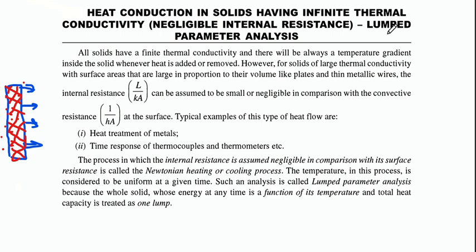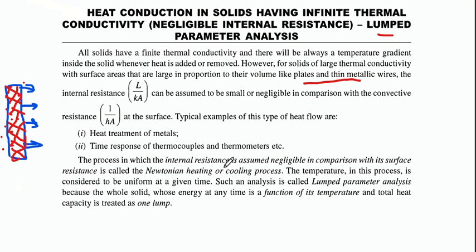So for lambda analysis, we are considering that the body has infinite thermal conductivity. How is a body with infinite thermal conductivity achieved? The volume to area ratio should be very small. Suppose we take plates and metallic wire. The surface area is large in proportion to the volume. That's the reason we have a very large effective thermal conductivity compared to the volume. The volume to area ratio has a very large difference.